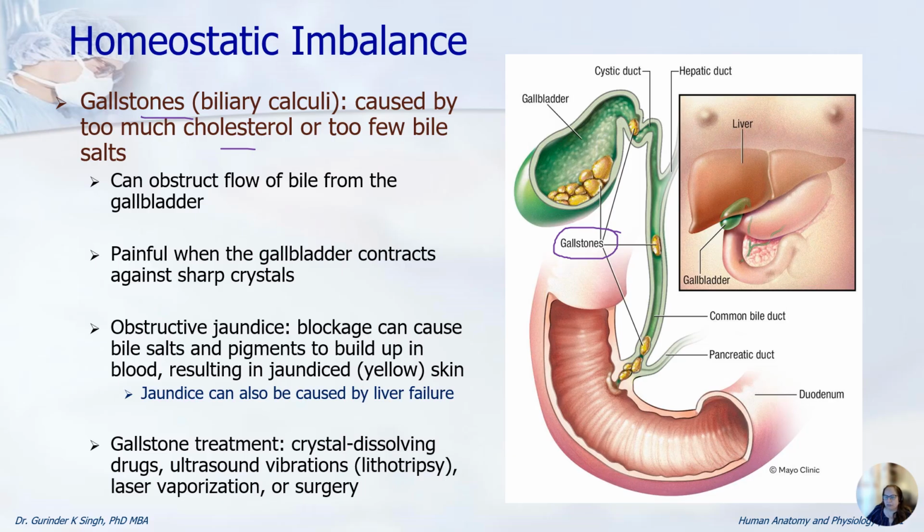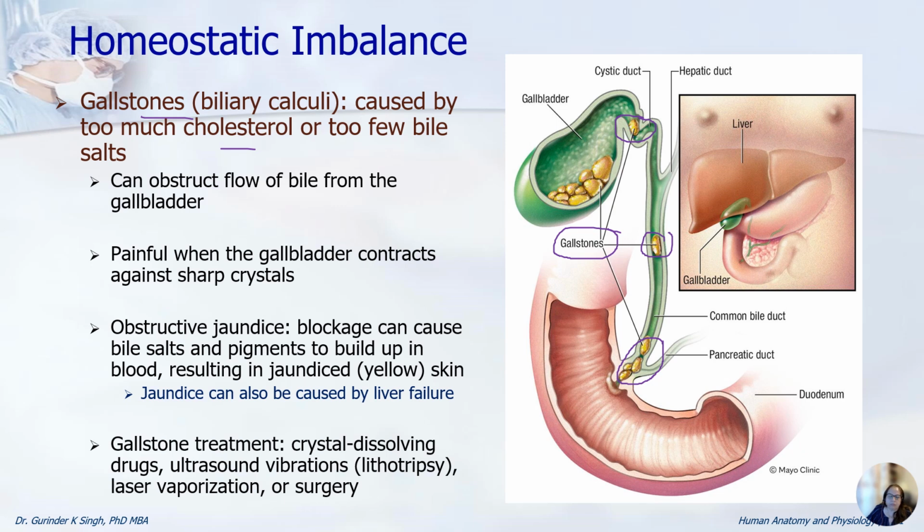They can obstruct the cystic duct, or the common bile duct, or the bile duct at the end where it combines with the pancreatic duct. So that can be painful when the gallbladder tries to contract to release the bile.